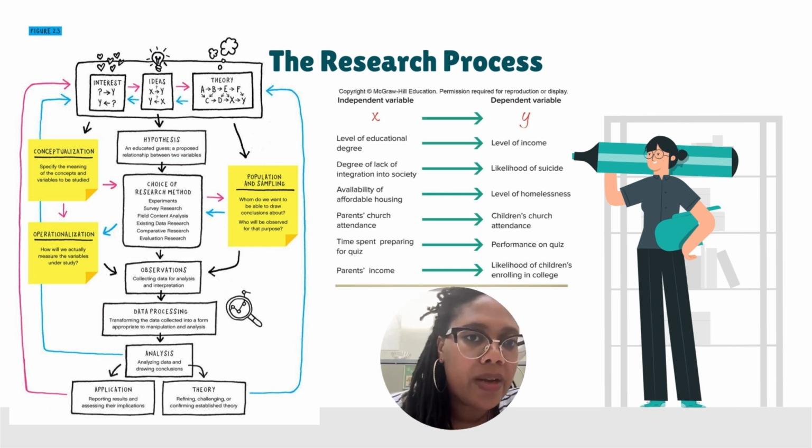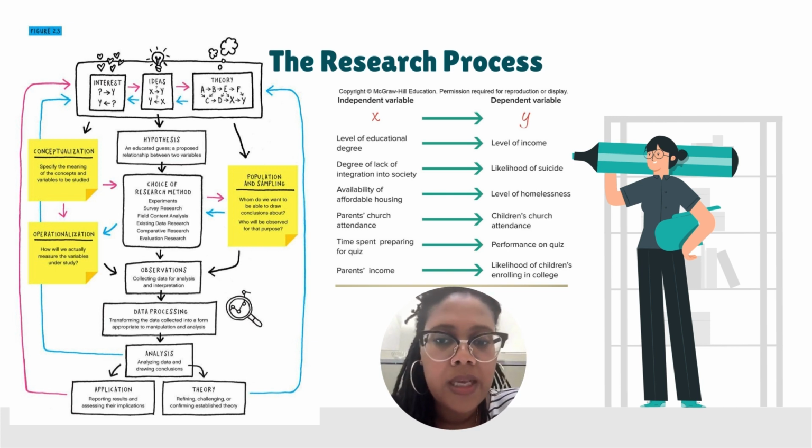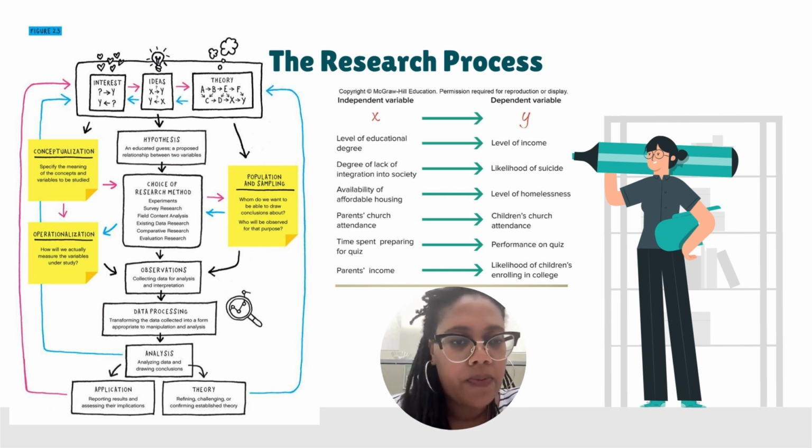And those variables in the if-then statements have particular expectations that go along with them. So first, there's the independent variable, or the IV, which is the variable that is caused or is expected to cause an influence, right? This is a measured factor that the researcher believes has an impact on the dependent variable.